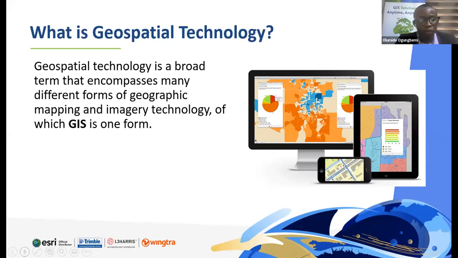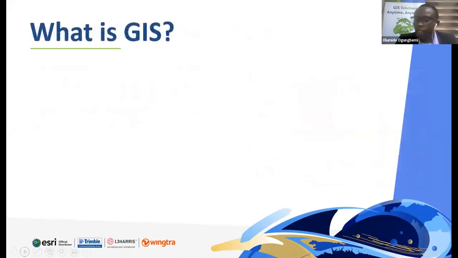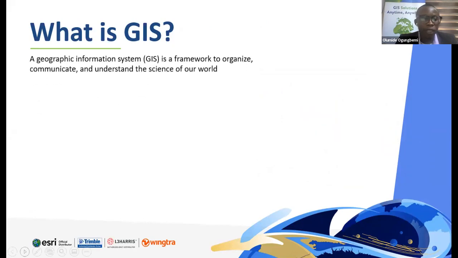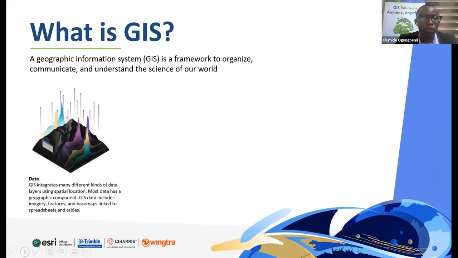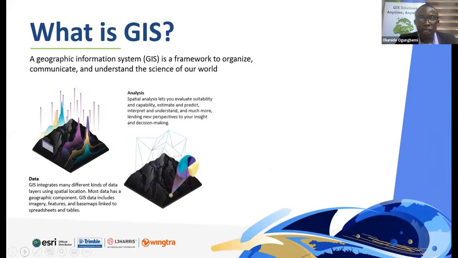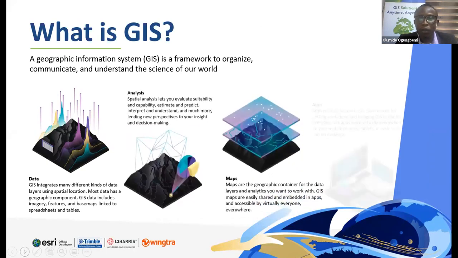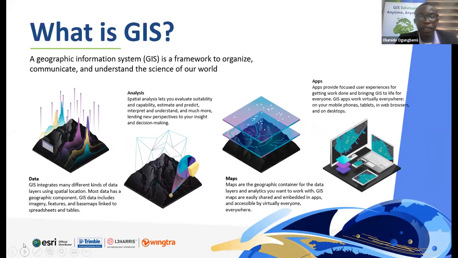So what's GIS? GIS has to do with 4 different areas: data, analysis, maps, and apps. So it's actually a framework that helps us to understand, and it communicates.